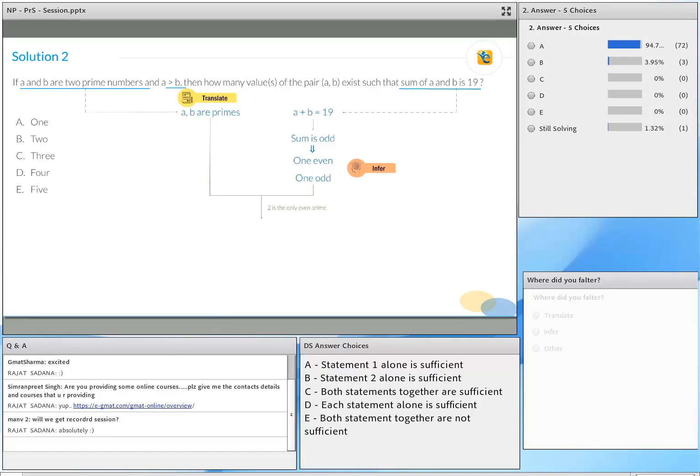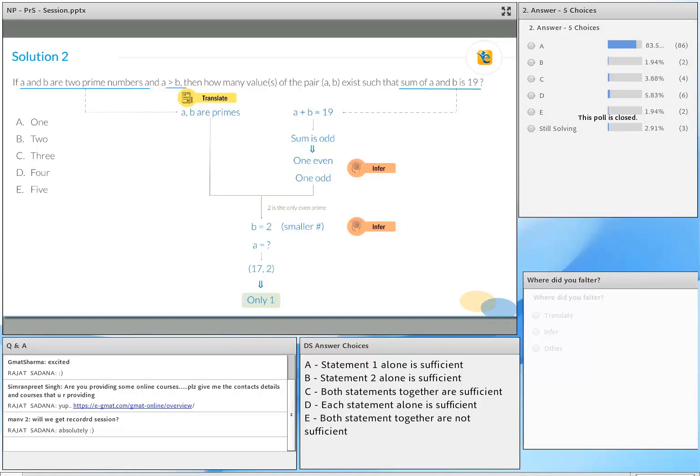And we know that A and B are primes and B is the smaller number, which means that B is 2. Which means that A is 17. So there is only one combination. I noticed that a few of you who had selected choice B as the correct answer have now changed that to choice A because I didn't end the poll.